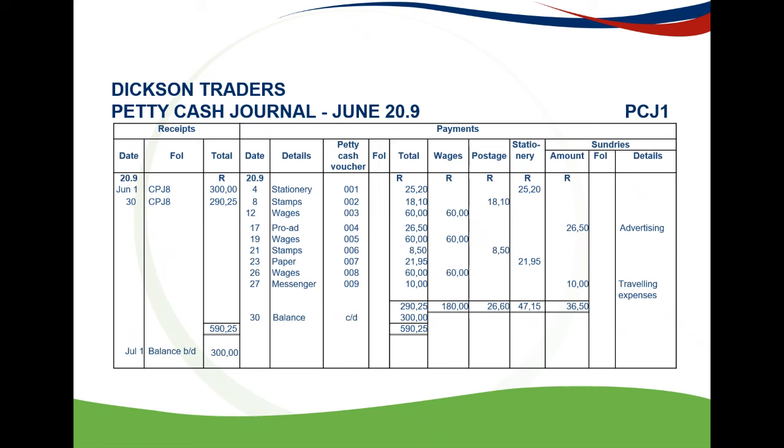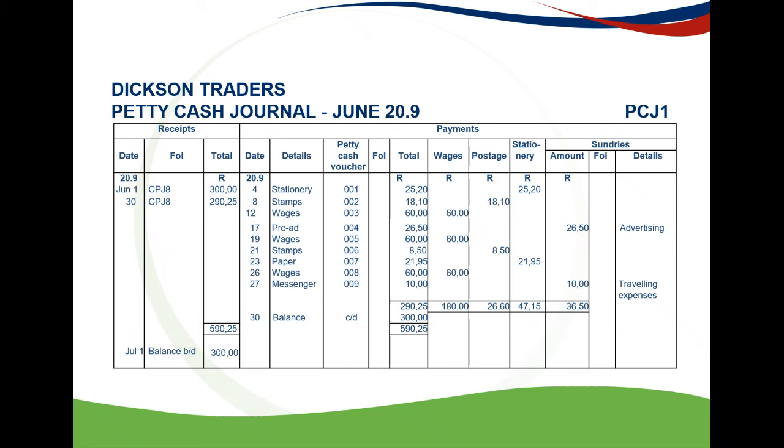But then you also have your sundries, for something that does not happen frequently. It might happen once a year. It might happen twice a year. So you're not going to open a column for that specific expense. That's why we use the sundries column for those, because they are transactions that happen ad hoc. It's not regular like the wages, the postage, and the stationery.